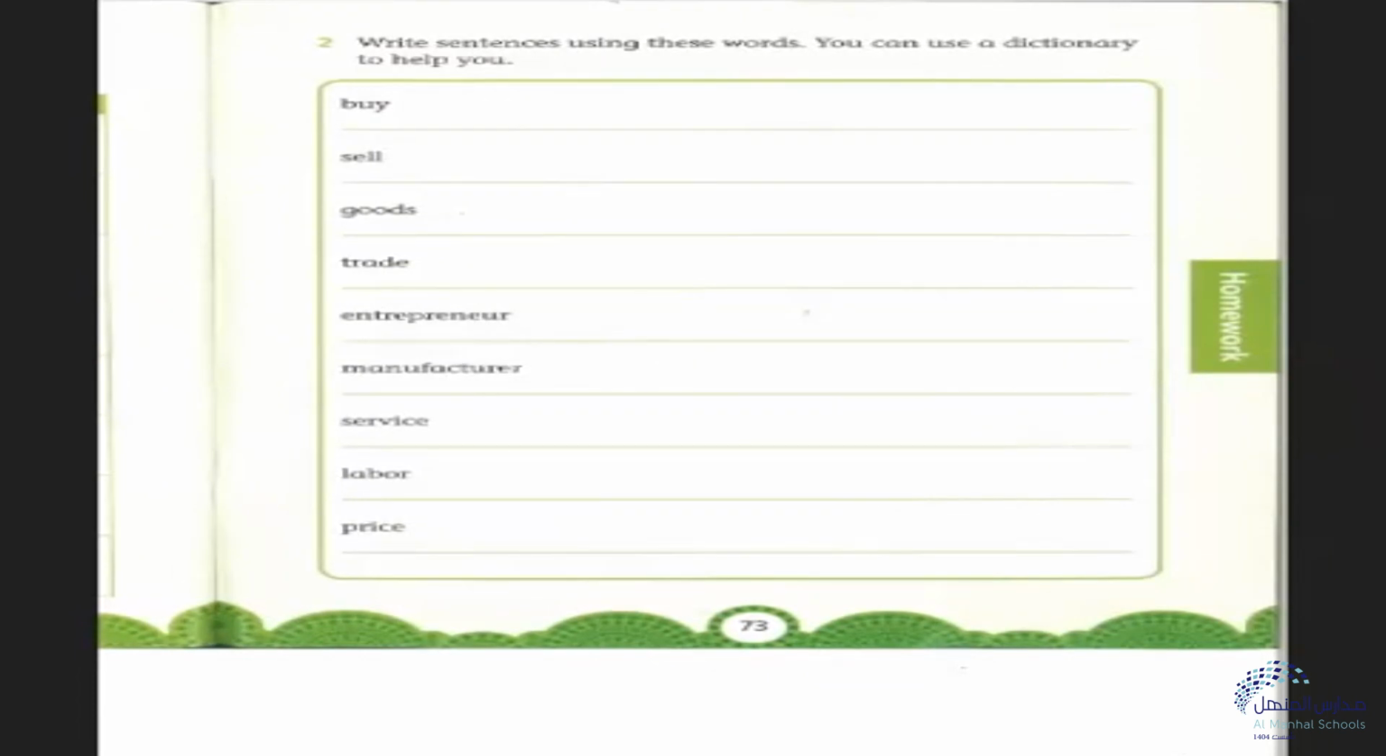I'm going to give you an example with the word buy. You can write, I'm going to buy a toy. Sell. You can write, he did sell something to me. He did sell a pencil to me. He did sell a toy to me. That's the word sell. Goods. There are many goods in the shop. There are many goods in the store. Trade.